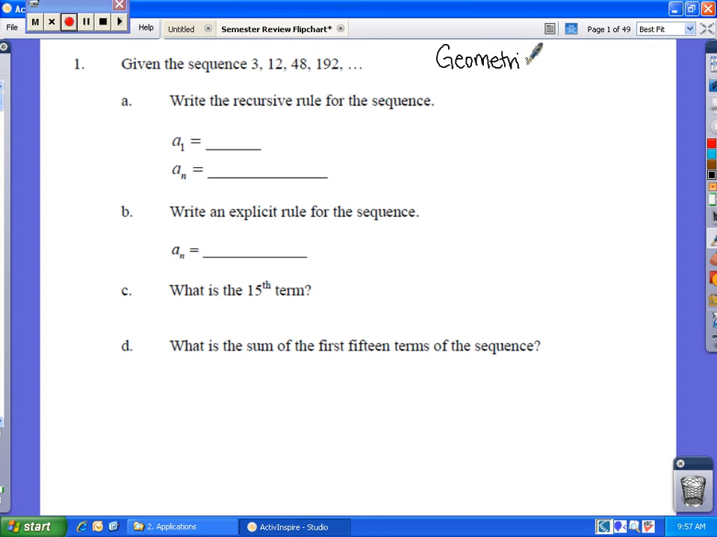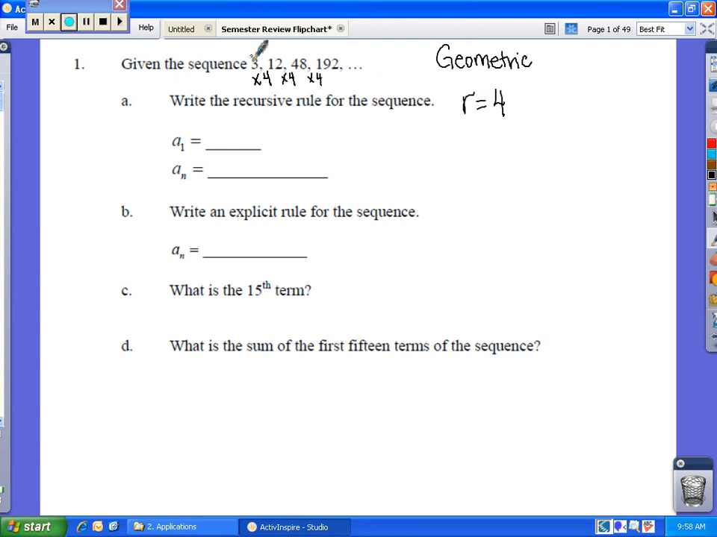So since it is a geometric sequence, I know that I'm going to either multiply or divide by something to get the next number. So in this case, 3, 12, if I multiply 3 by 4, I get 12, and 12 times 4, I get 48, and 48 times 4, I get 192. So therefore, I know that the common ratio is going to be equal to 4, because that's what I'm multiplying by.